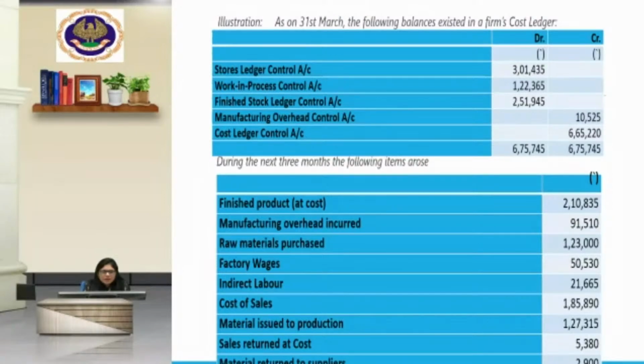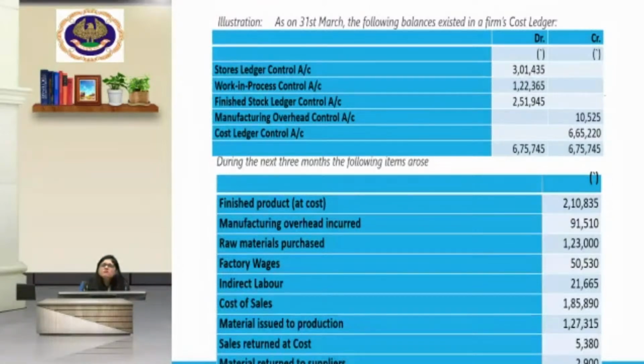Clear? Material returned to suppliers. We are returning back the material. So when we purchase the material, what entry do we pass? Stores ledger to cost ledger. Stores ledger account debit to cost ledger.